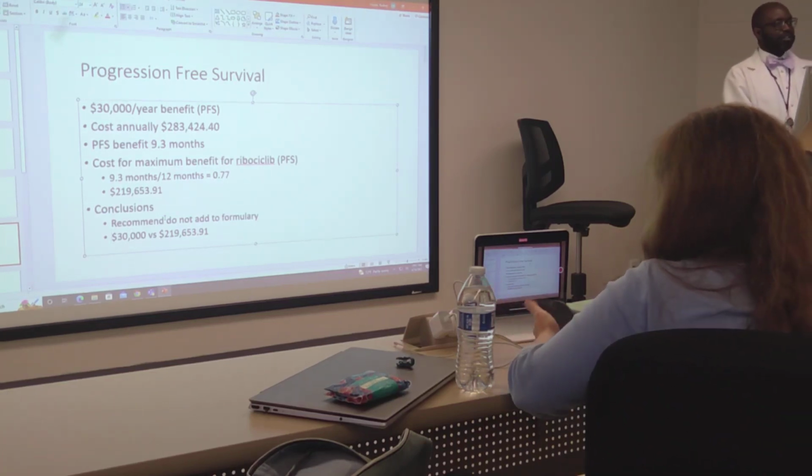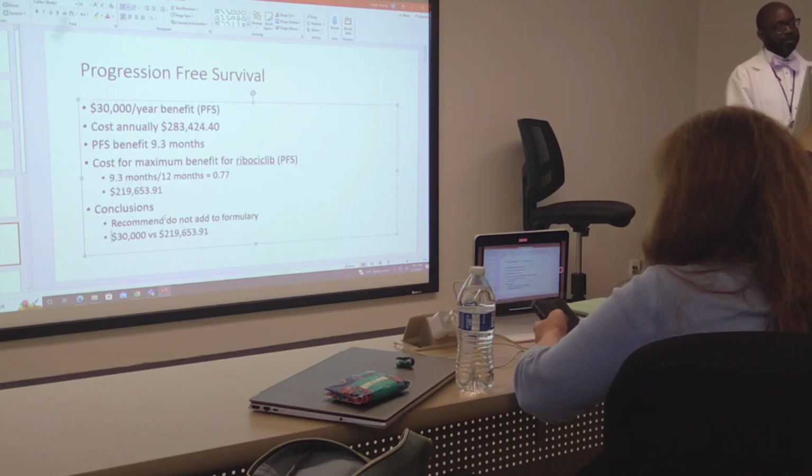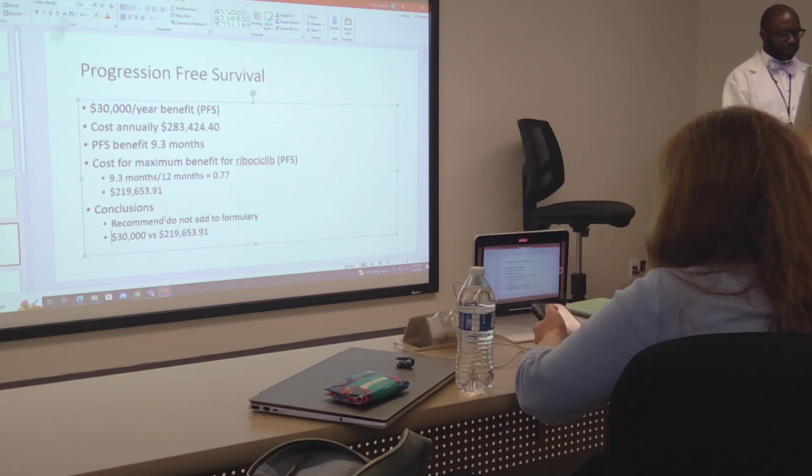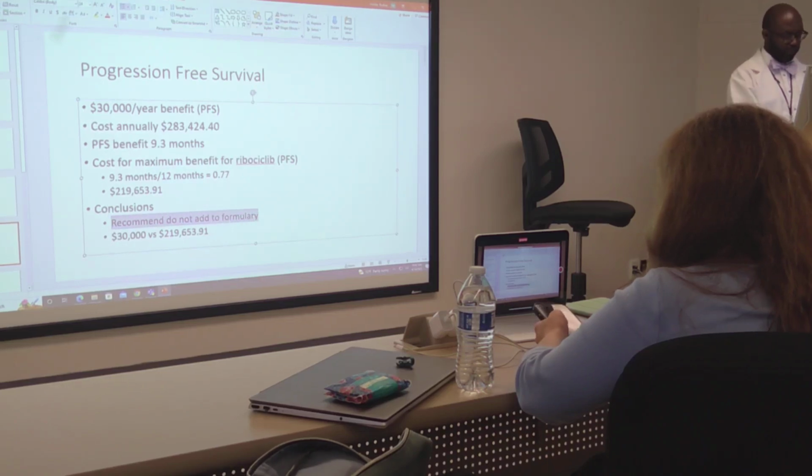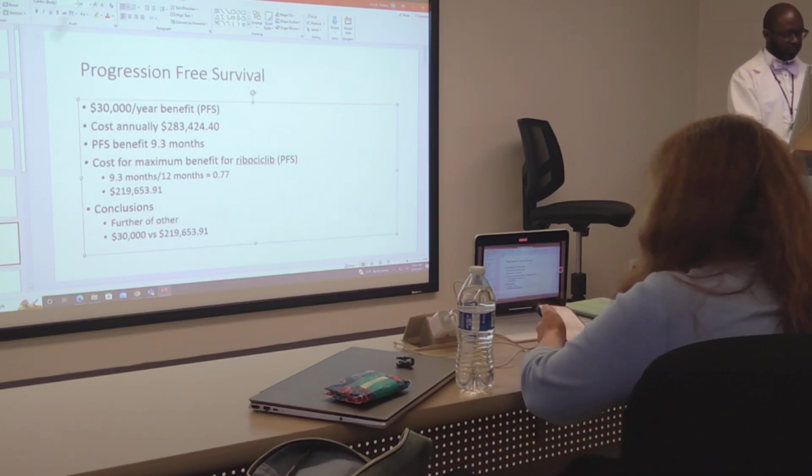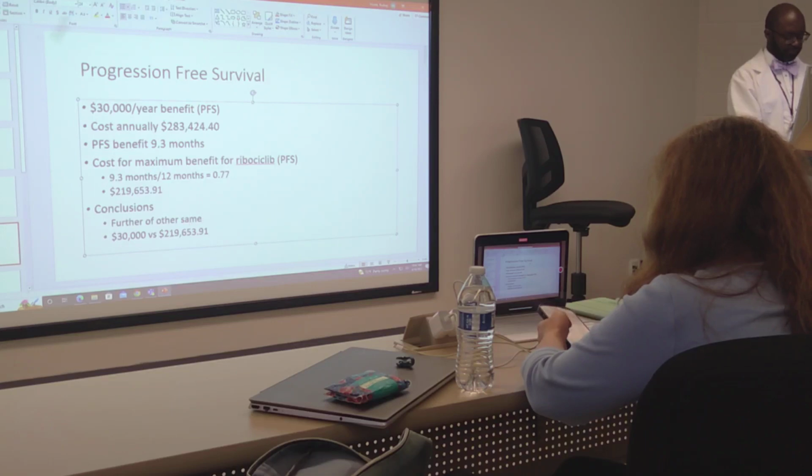So to make the conclusion about it being on the formulary or not, you can't not put it on the formulary and not have an alternative that can be used in its place. So the most appropriate thing to do is a further comparison of other drugs.